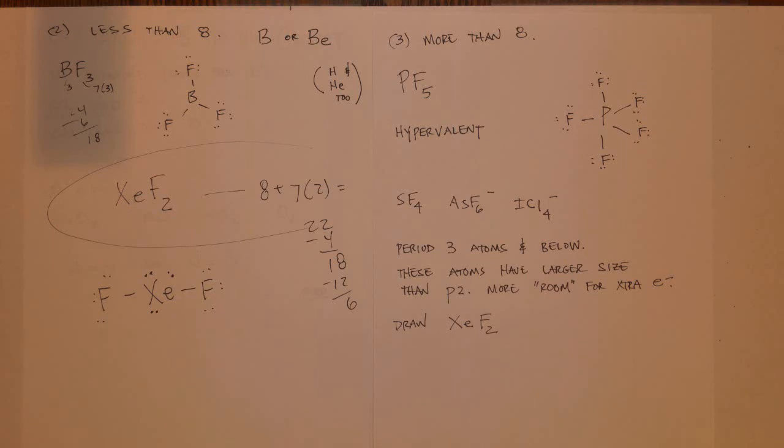difluoride. So, 3 exceptions: odd, less than 8, more than 8, hypervalent animals. Good luck with your Lewis dot structures.